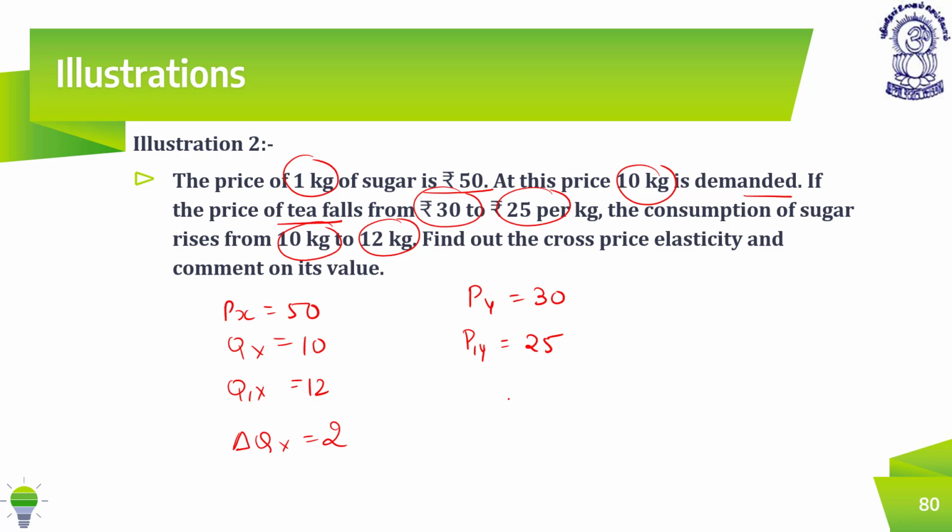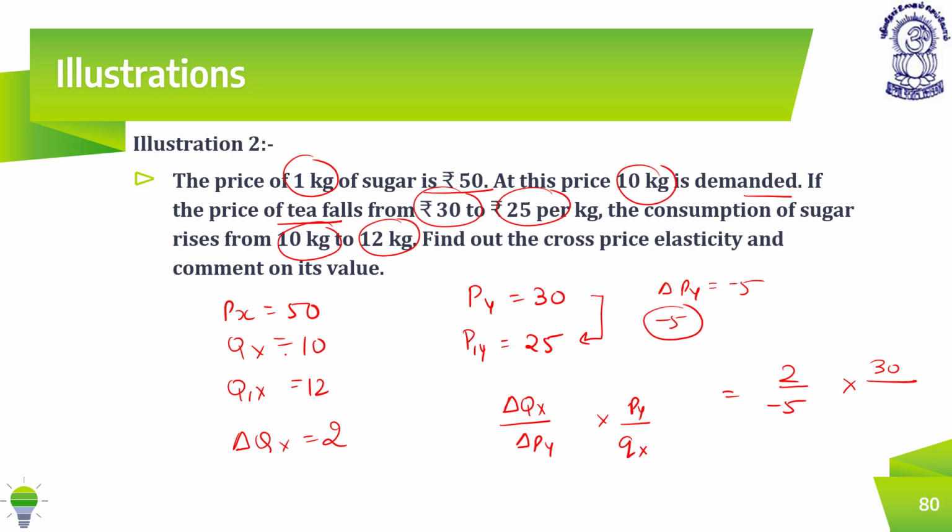Put it in the formula, delta Qx upon delta Py multiplied by Py upon quantity of X. This would be 2 upon minus 5, since 30 minus 25 is minus 5, multiplied by 30, the price of Y, upon quantity of X, which is 10. If you solve it, 60 upon 50, the answer is minus 1.2. Clear everybody?